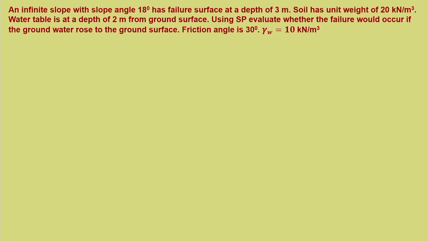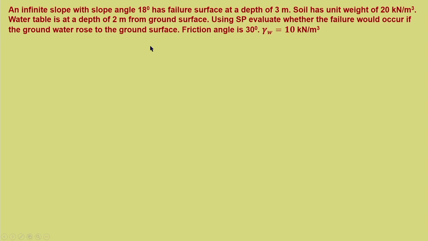Now, let us see a small example related to this and related to how to use stress path for a given field condition. An infinite slope with slope angle 18 degrees has failure surface at a depth of 3 meter. Soil has unit weight of 20 kilonewton per meter cube. Water table is at a depth of 2 meter from the ground surface. Using stress path, evaluate whether the failure would occur if the groundwater rose to the ground surface. Friction angle is 30 degrees, gamma W is equal to 10 kilonewton per meter cube. So, this is the given condition in the field.